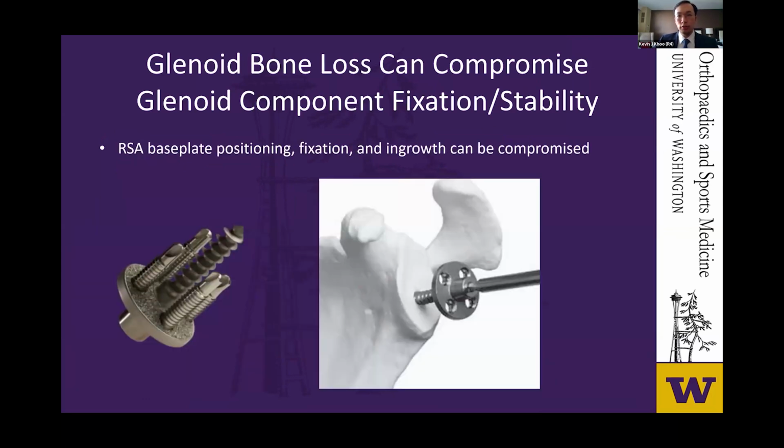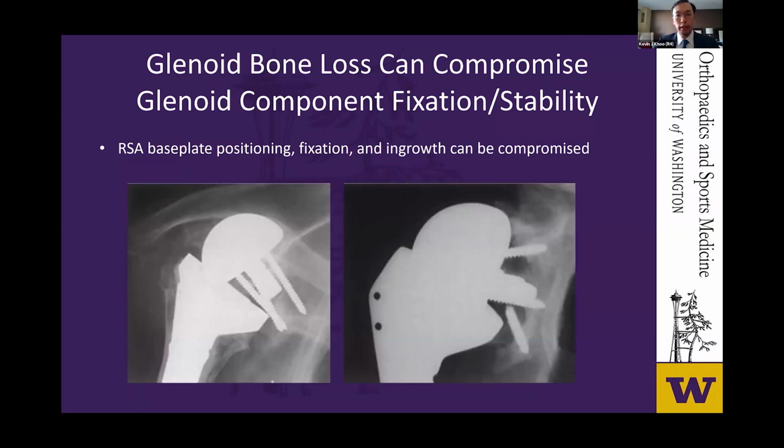In the setting of reverse shoulder arthroplasty, the glenoid base plate achieves fixation through a large central screw or post, frequently augmented by peripheral screws. And while fixation is more robust compared to the glenoid component in total shoulder arthroplasty, one can still have issues with glenoid component fixation in the setting of glenoid bone loss. This in turn can result in inappropriate implant positioning, compromise initial fixation and subsequent ingrowth, and ultimately result in component failure.